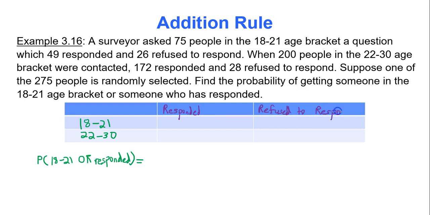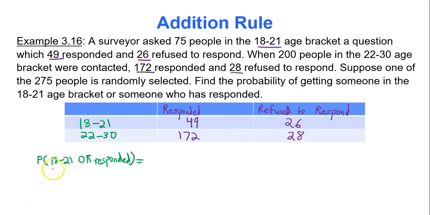So let's take the numbers from all these words and break them up into the table. So there are 75 people in the 18 to 21 age bracket, 49 responded and 26 refused. In the 22 to 30 age bracket, for those 200 people, 172 responded and 28 refused. So those are my numbers. That's what I put in my table.